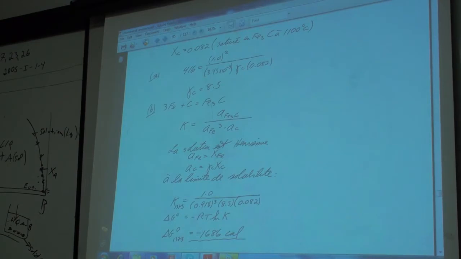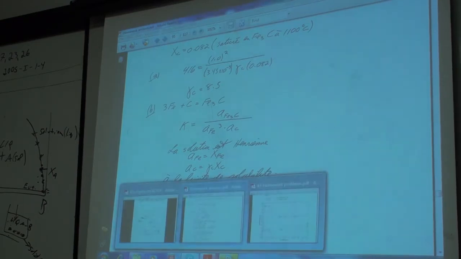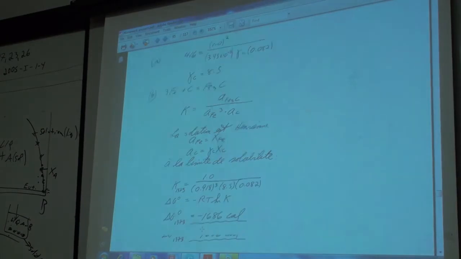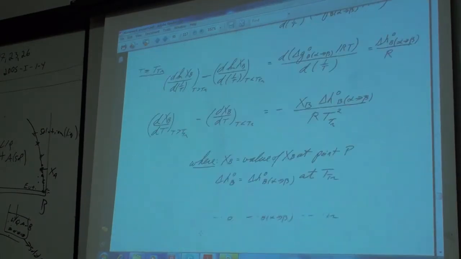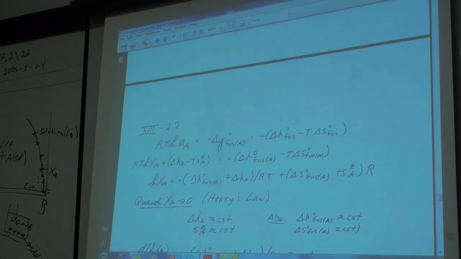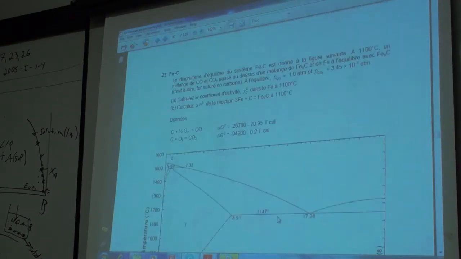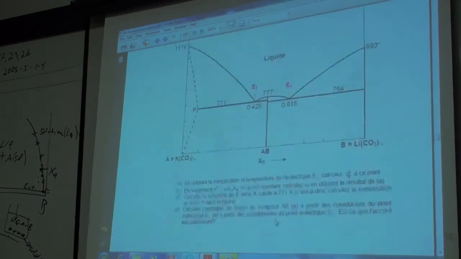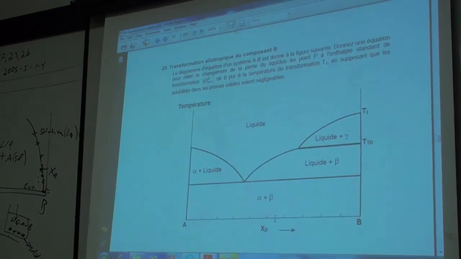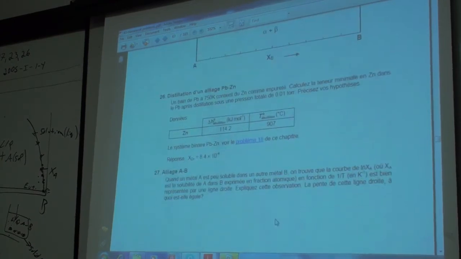Question 24, no, not 24, 26. And I just realized this morning that I didn't write down the answer to this question, so I'll have to write it out for you on the board here.